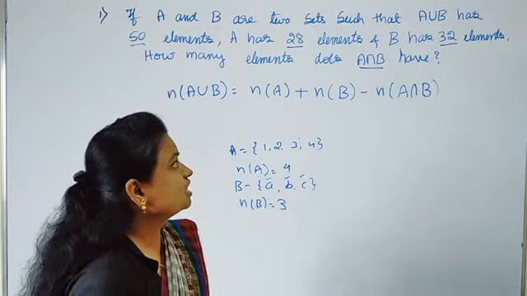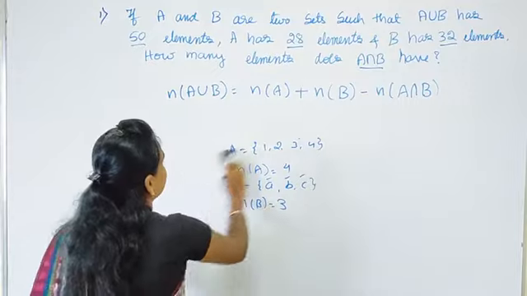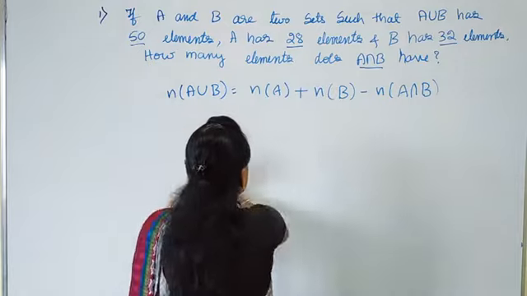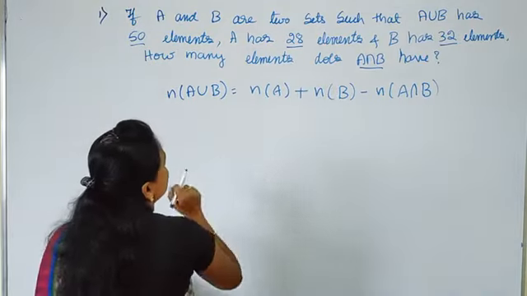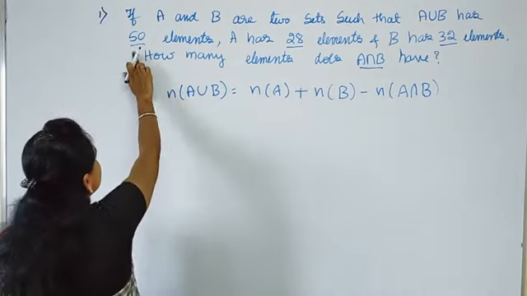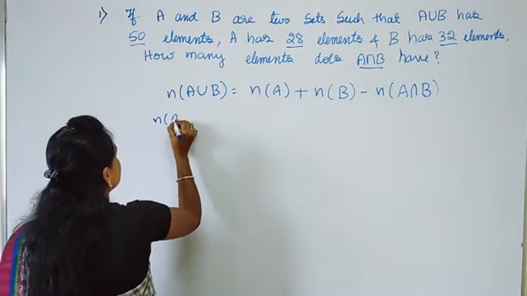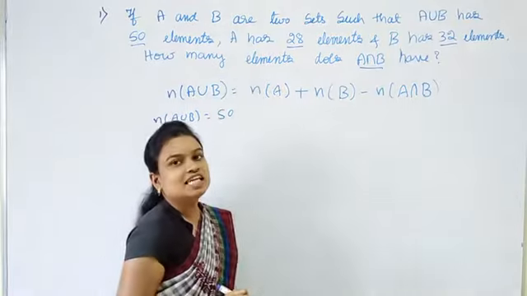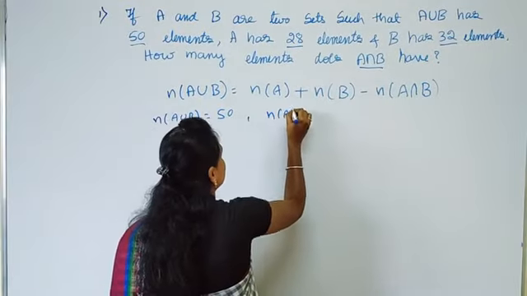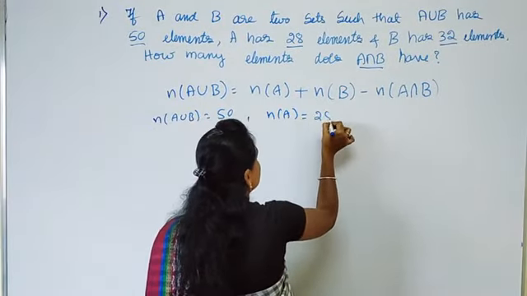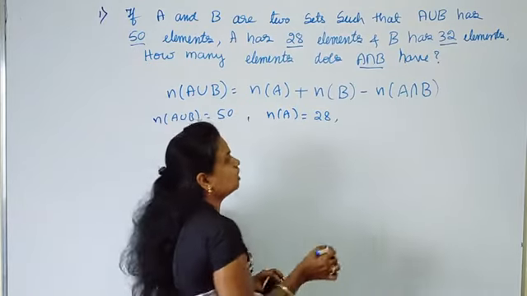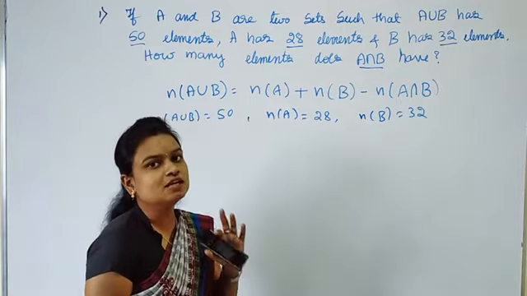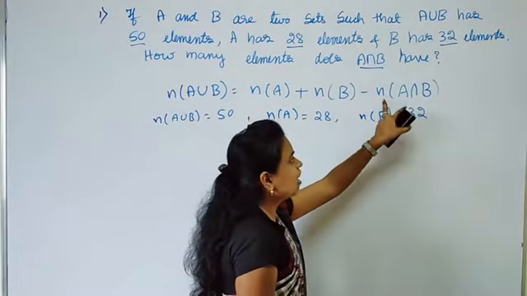So we have to find how many elements A intersection B has. First write down the given data. This is the formula. Then write down the given data: A union B has 50 elements, that is n of A union B is equal to 50. A has 28 elements, so n of A is 28. Similarly, B has 32 elements means n of B is 32. We have to find n of A intersection B.